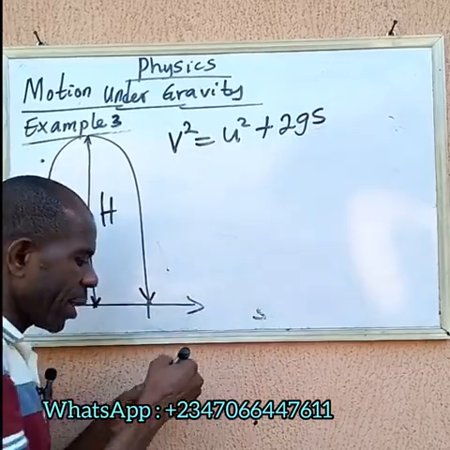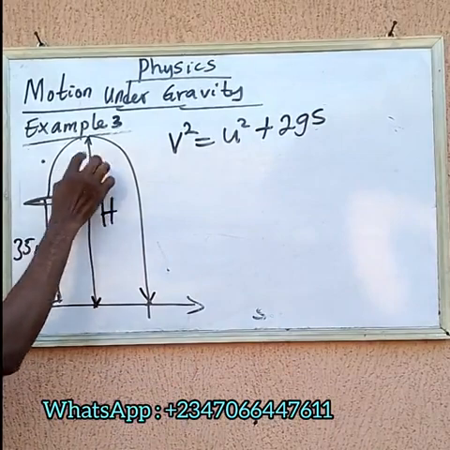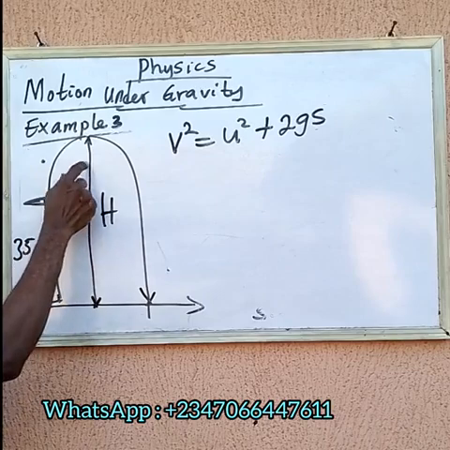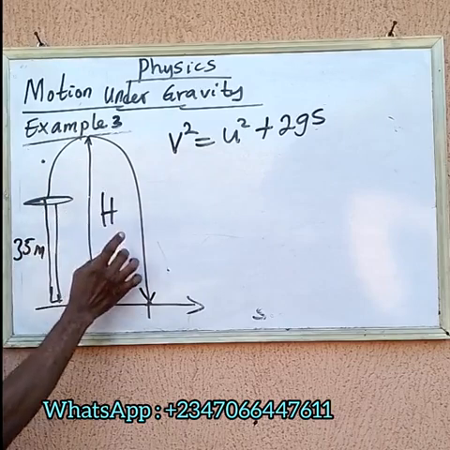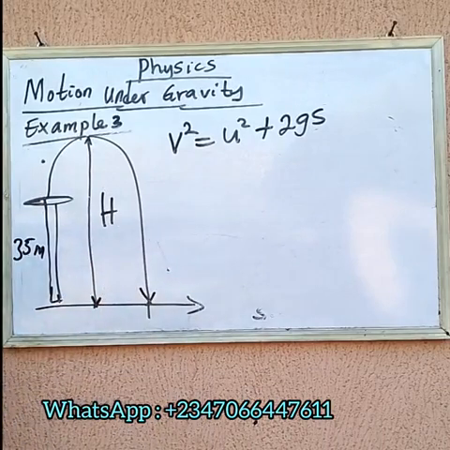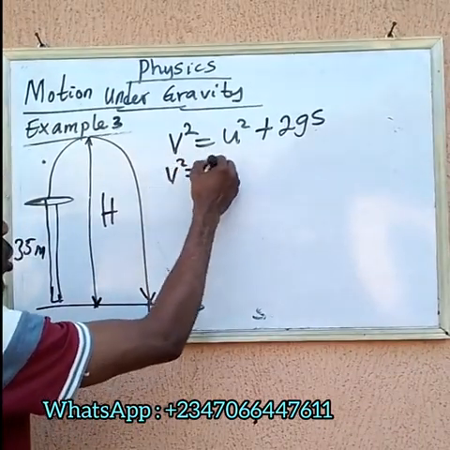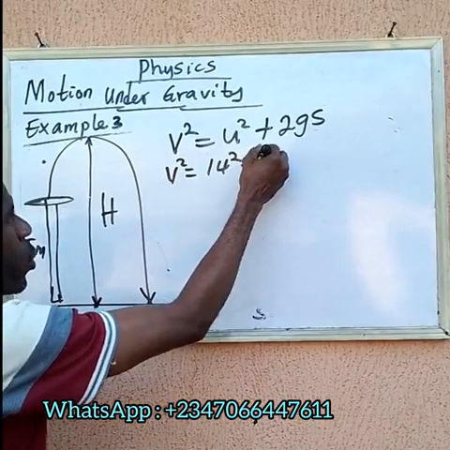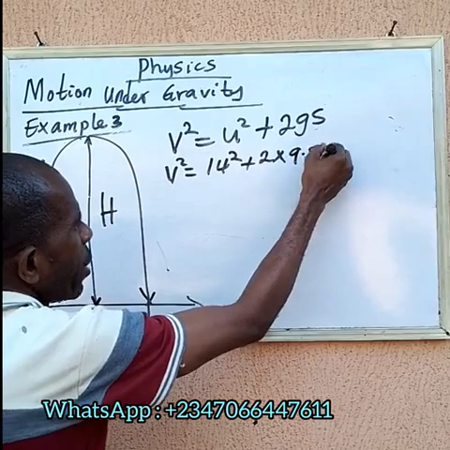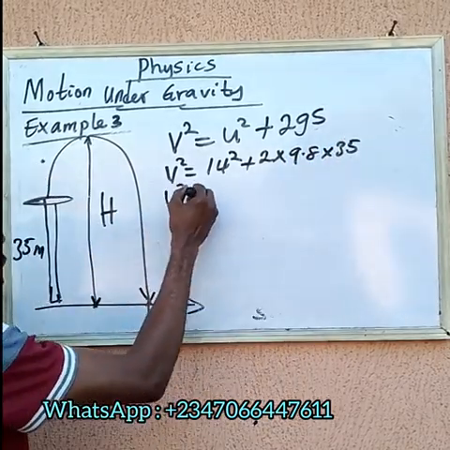Remember that s will not be the height of the building now, because we have already worked with this. Since we have already calculated this one, it will not be the height. We are not going to use 45. We are going to use 35. Your v square equal to what? 14 square plus 2 times 9.8 times 35.